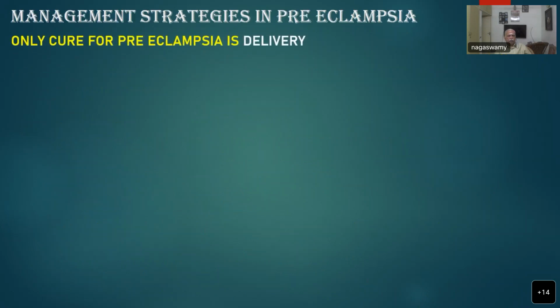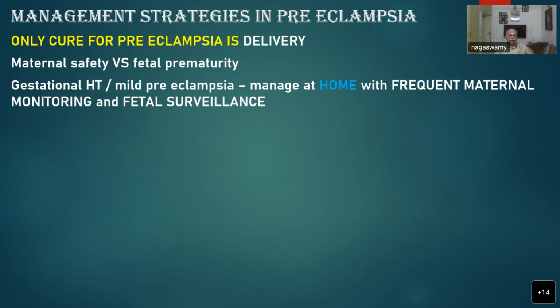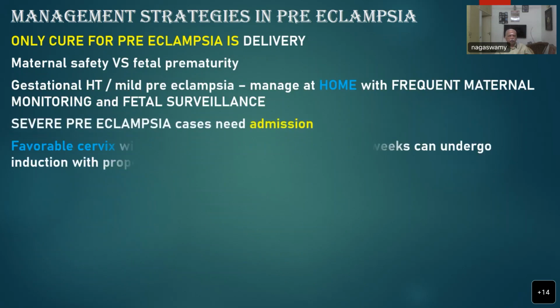Coming to the management strategy, the only cure for preeclampsia is delivery of the fetus and placenta, that you should remember. So there is always a dilemma which becomes important: maternal safety versus fetal prematurity. Which one should we avoid or which should be prevented? So gestational hypertension or mild preeclampsia, the patient can be managed at home with frequent monitoring and fetal surveillance. Severe preeclampsia cases need admission to the hospital.